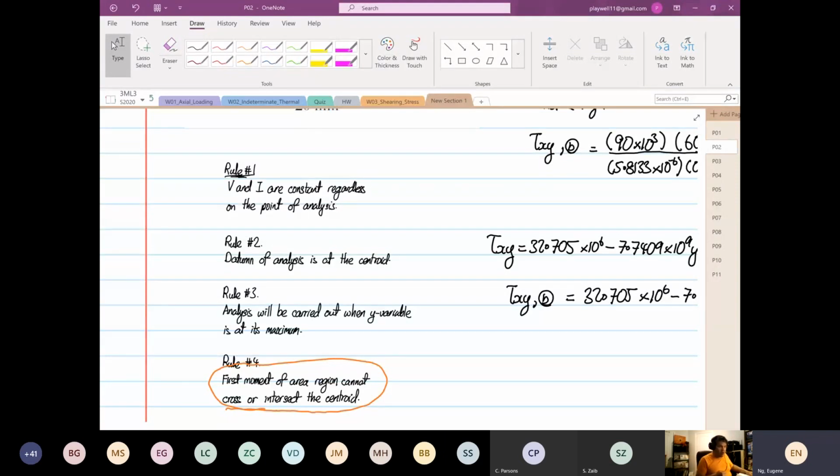Any questions, please? Eugene. Yes. So we'd only use the Qz for the flange if we're looking at a point within the flange? Because earlier in the example, last week, you calculated Qz for the flange. Yeah. So we did not need to know what is in the flange for this question.